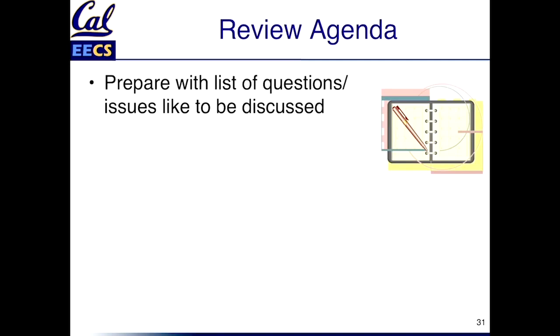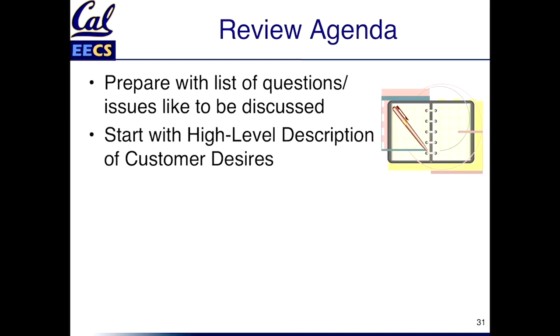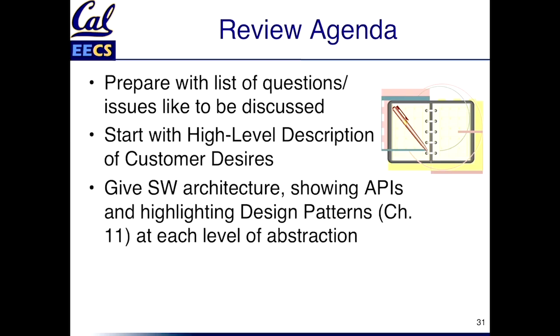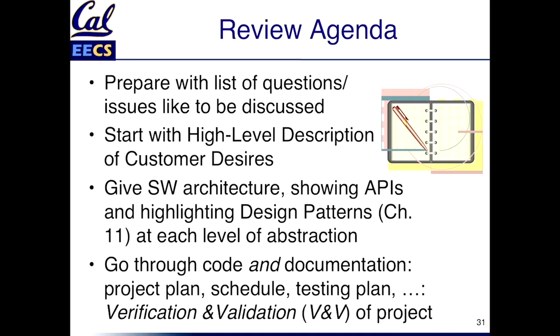So the agenda might start like this. If you're going to do one of these, and many companies do require design reviews and code reviews, including Google, you'd start off with a prepared list of questions and the issues you'd like to be discussed at the meeting. You start off with a high-level description of what it's like, and particularly what the customer wants. Then, because you've already done an architecture, you'll show the architecture by highlighting the APIs and the design patterns, and as Armando has hinted, we're going to do a lot of design patterns in a couple of lectures. At each level of abstraction, that makes it easier to follow. And then you go through everything.